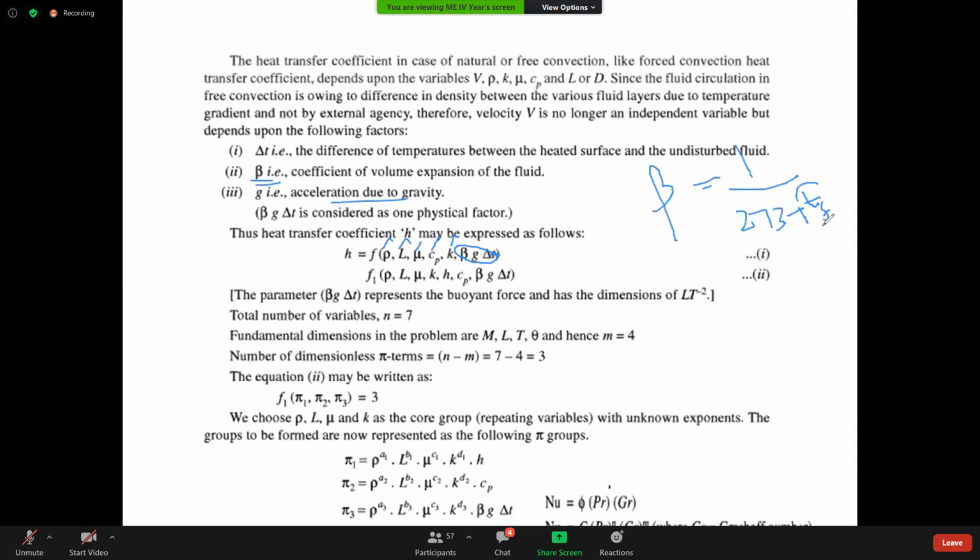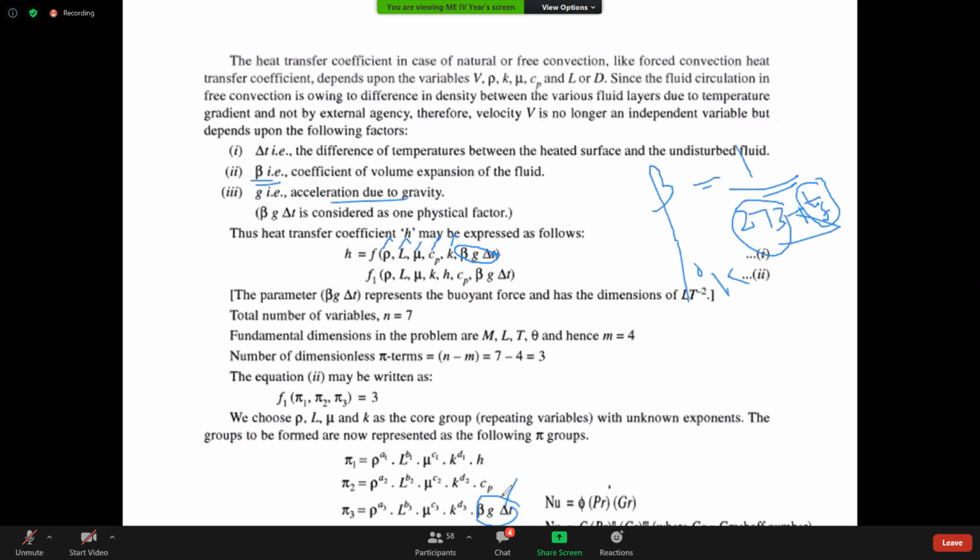TF and the mean temperature, right? So this is 273 Kelvin per Kelvin or per degree centigrade. 1 by B is per degree centigrade or per Kelvin. Right. So next, G beta delta T. This total you have to consider here.